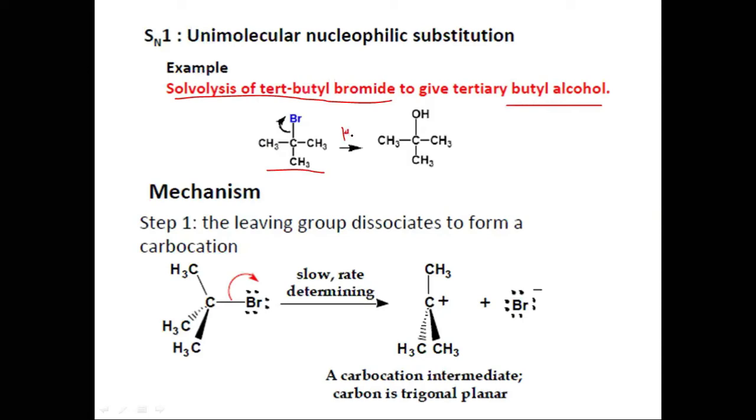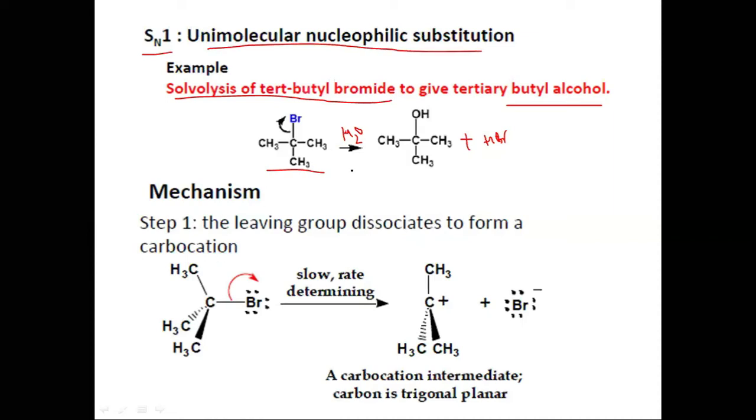Solvolysis means you need to use a solvent, so here actually H2O. In this case, you will get HBr along with this alcohol. Okay, so what type of mechanism can one expect in the case of SN1? SN1 is unimolecular nucleophilic substitution.